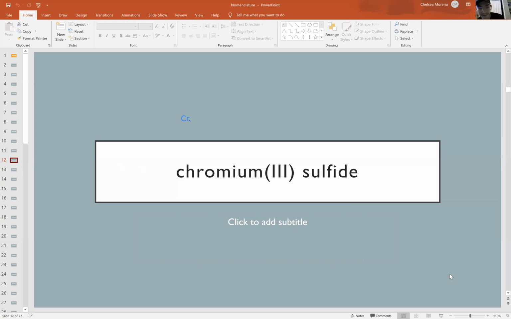Okay, so like Chelsea mentioned, you could do the butterfly method. And then if you look on your periodic table, sulfur has a charge of -2. So then chromium 3 sulfide would look like this.